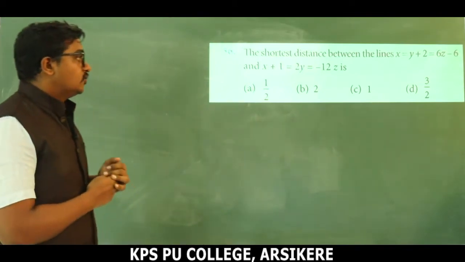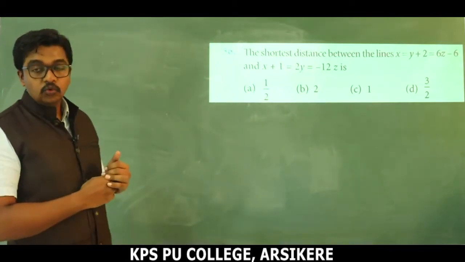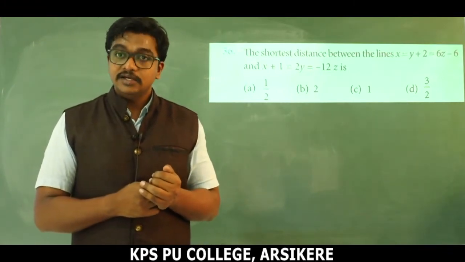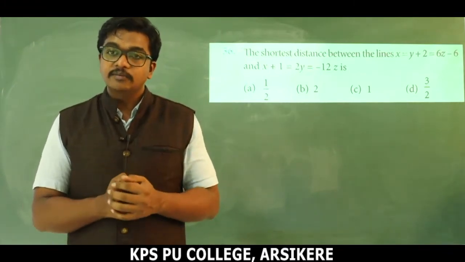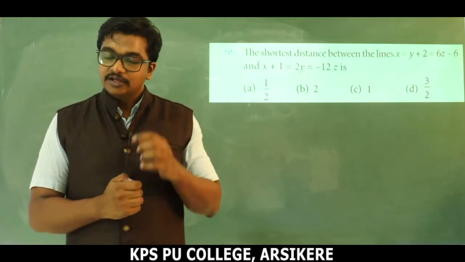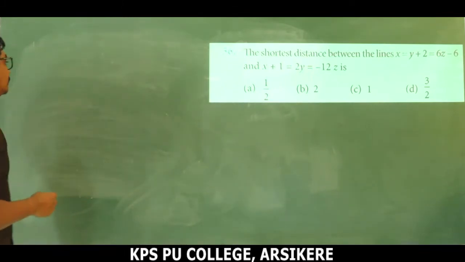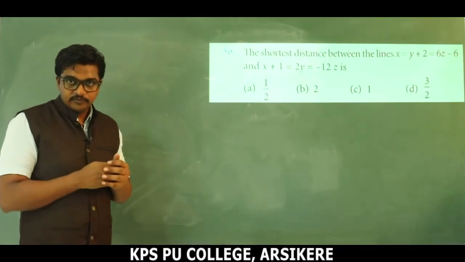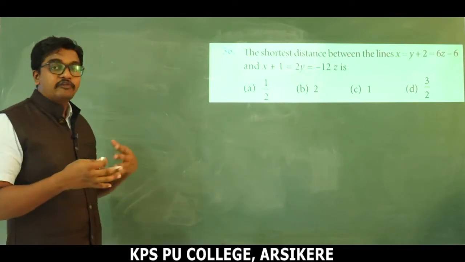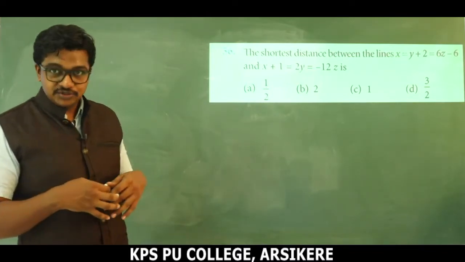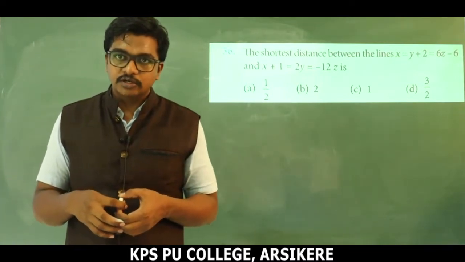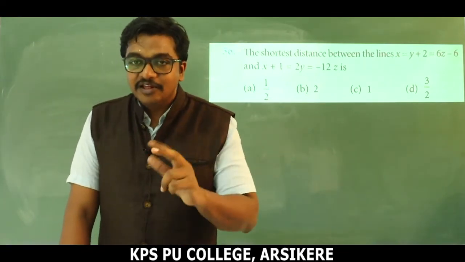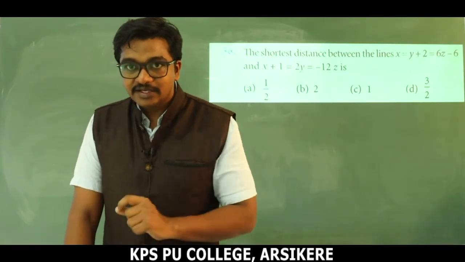Remember, we have the two formulas, one for parallel lines and another for skew lines, because when the lines intersect, the shortest distance between them is 0, right? So we have the same thing here. First we have to convert the given equation of the line to general form. After converting, we have to find the direction ratios. If the direction ratios are proportional, then the lines are parallel. If they are not proportional, obviously the lines are skew lines.